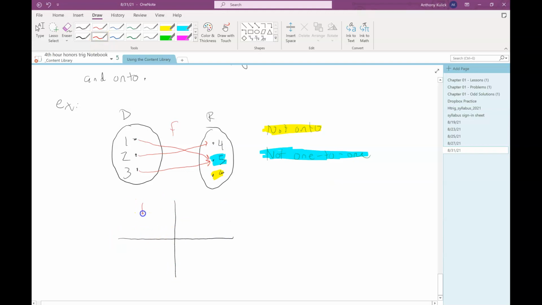Let's say graphically, we have a function that looks like a parabola. This function, again, is not onto because there's some y values that are not used by the function. And it's not one-to-one because the y-coordinate, whatever this is, is used by 2 different x-coordinates. Is everybody okay with that idea?